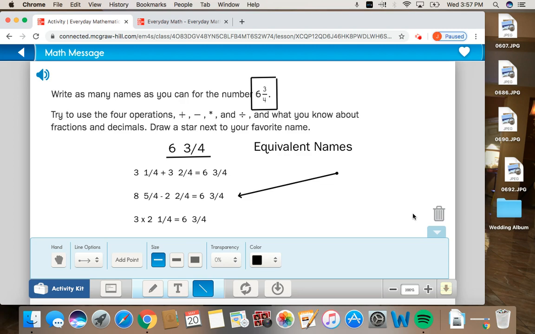So in this lesson today, this is what we're going to be doing. We're going to apply our understanding of equivalent names for numbers to solve name collection boxes and then maybe play a game. So this is set up the way you're going to see your name collection boxes in today's lesson. You're going to have a target number up at the top, and then in the different sections below, you're going to be writing other names for that number.